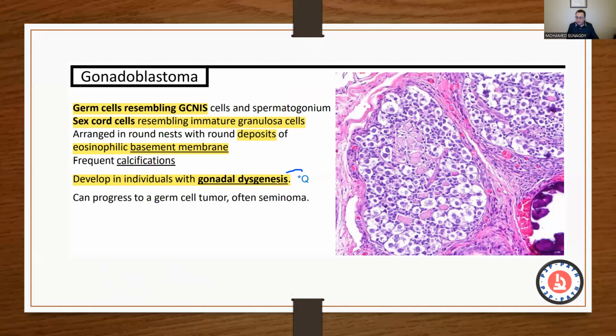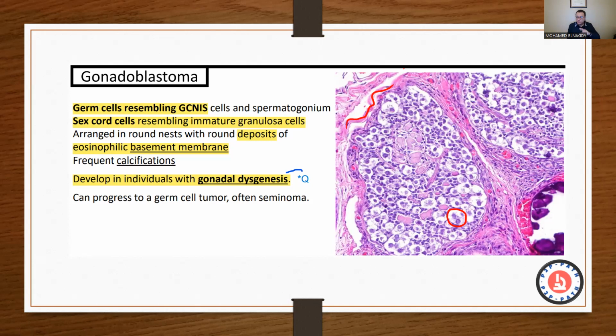Rare tumor, the other tumors, you remember that gonadoblastoma. In gonadoblastoma, you might have some germ cells resembling germ cell neoplasia in situ, which are these ones, with this halo around the nucleus and this large, irregularly shaped nucleus. And aside from that, you might see some sex cord cells resembling immature granulosa cells seen there in the background. Some eosinophilic basement membrane, you might see it right there. Some calcification.